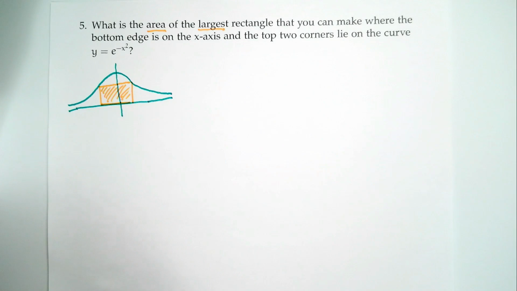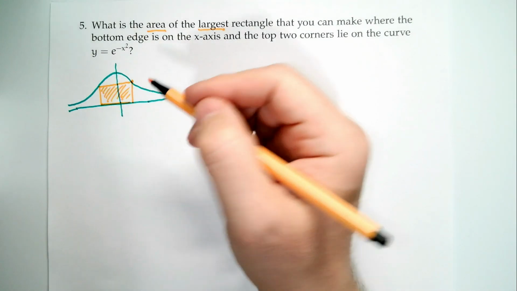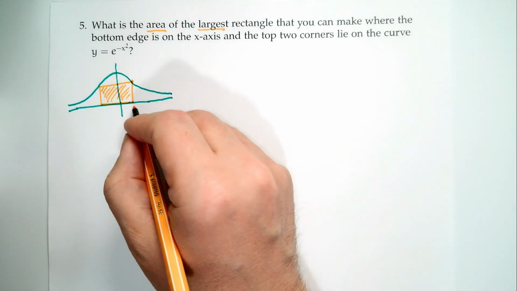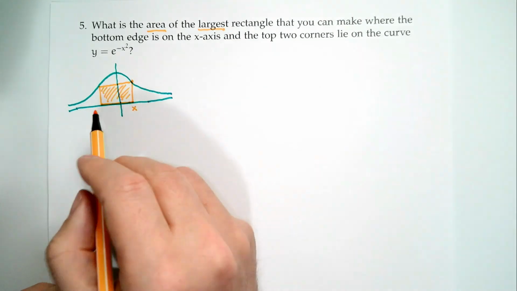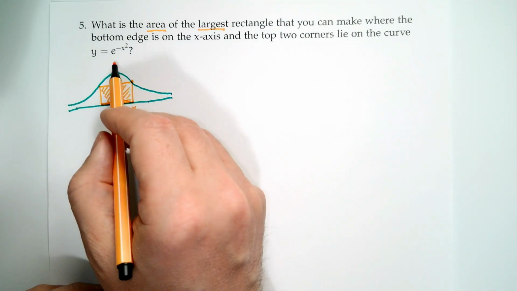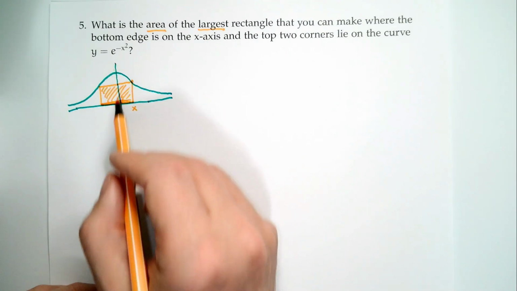All right, so what do we need to do? Well, we need to figure out the dimensions of this rectangle. So let's suppose this is at x. Well, how large is the base? And again, bad picture. My axis is a little bit crooked. It's probably more like that, right?